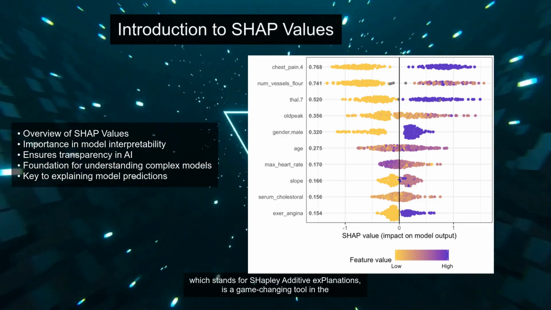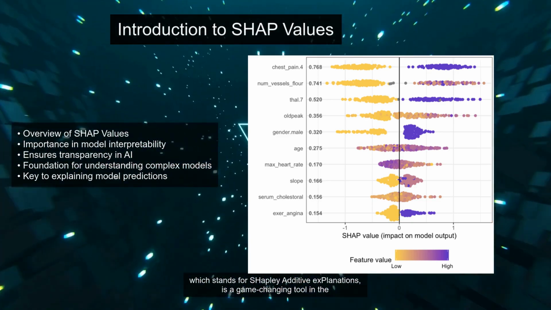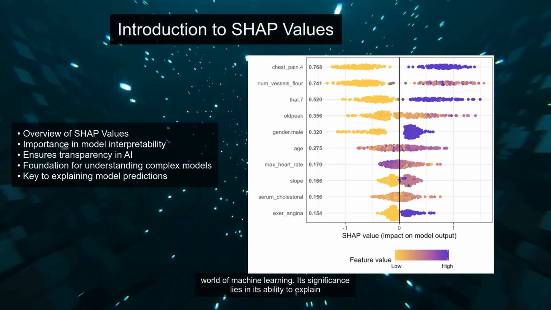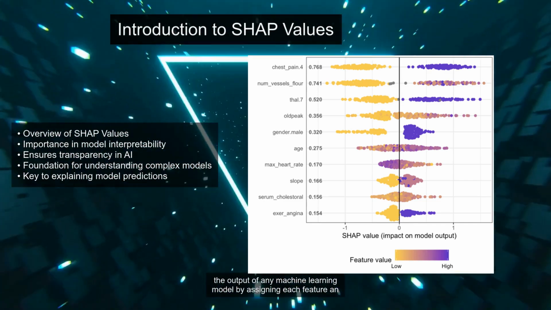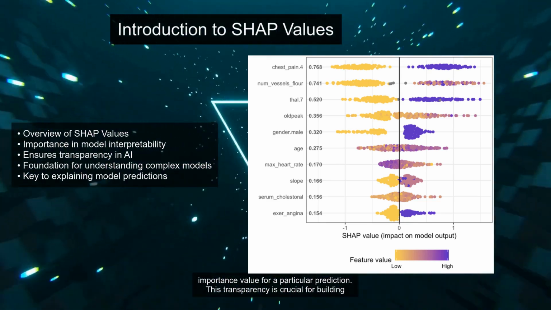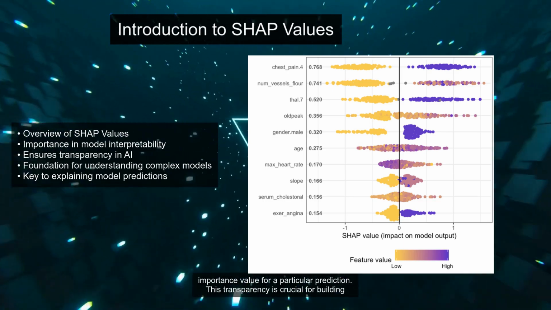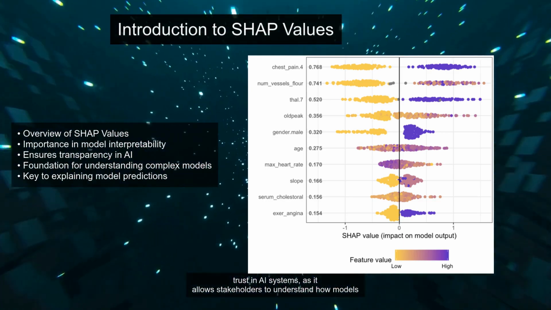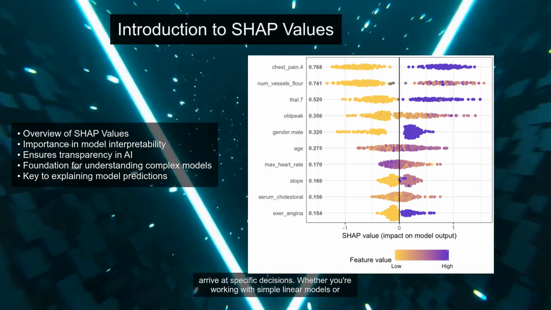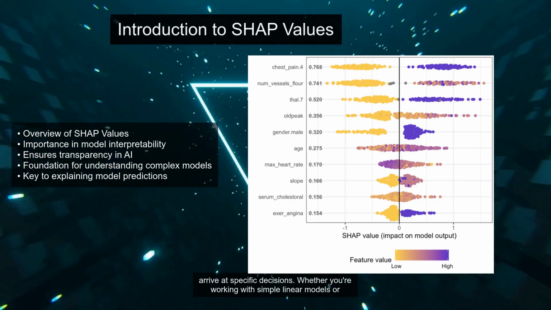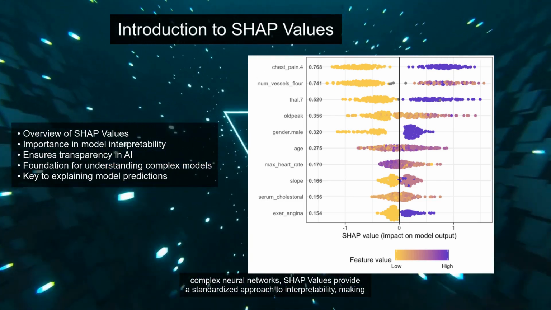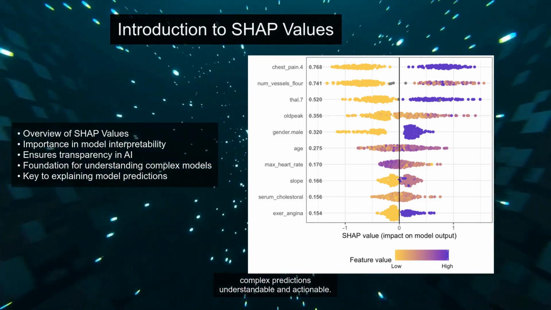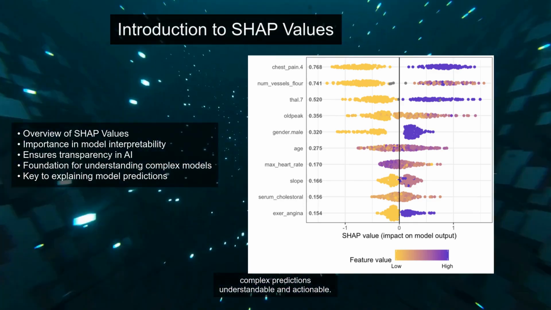SHAP, which stands for Shapley Additive Explanations, is a game-changing tool in the world of machine learning. Its significance lies in its ability to explain the output of any machine learning model by assigning each feature an importance value for a particular prediction. This transparency is crucial for building trust in AI systems, as it allows stakeholders to understand how models arrive at specific decisions. Whether you're working with simple linear models or complex neural networks, SHAP values provide a standardized approach to interpretability, making complex predictions understandable and actionable.